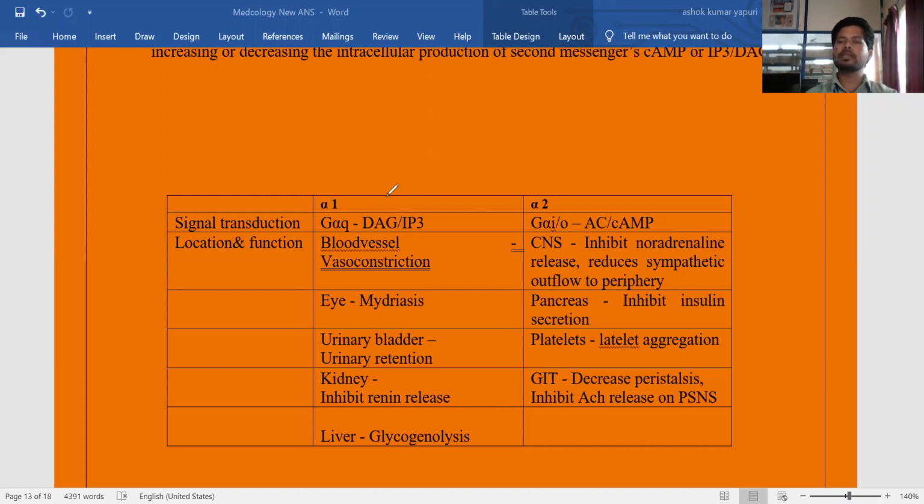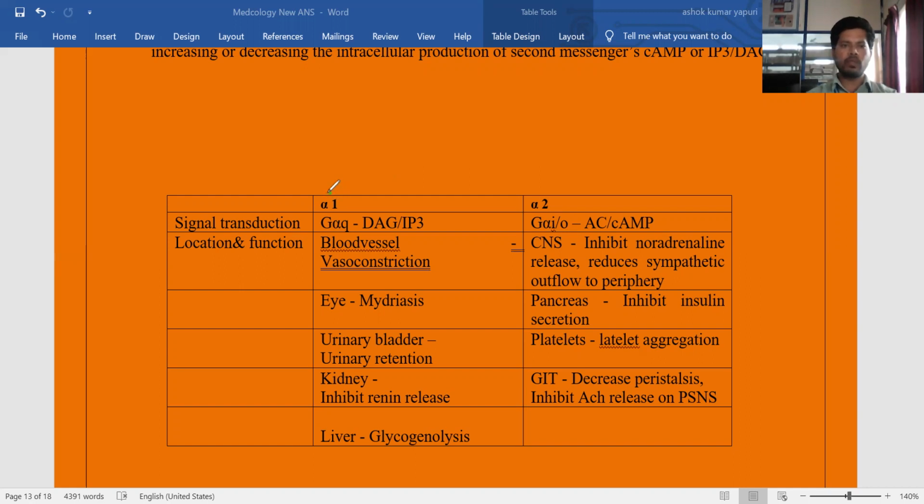Again, there is a subtype of alpha 1, alpha 1A. The alpha 1A receptor is located on the prostate gland, and the selective alpha 1A receptor blocker tamsulosin is used in the tumor of the prostate gland. So the subtype of alpha 1, alpha 1A, is located on the prostate gland.